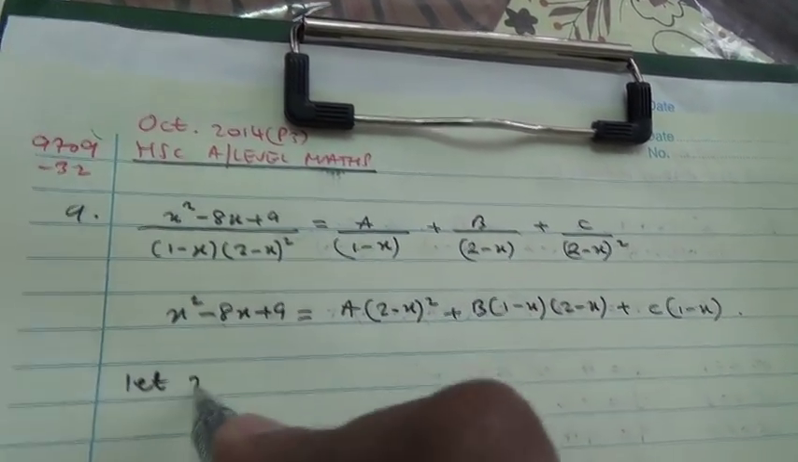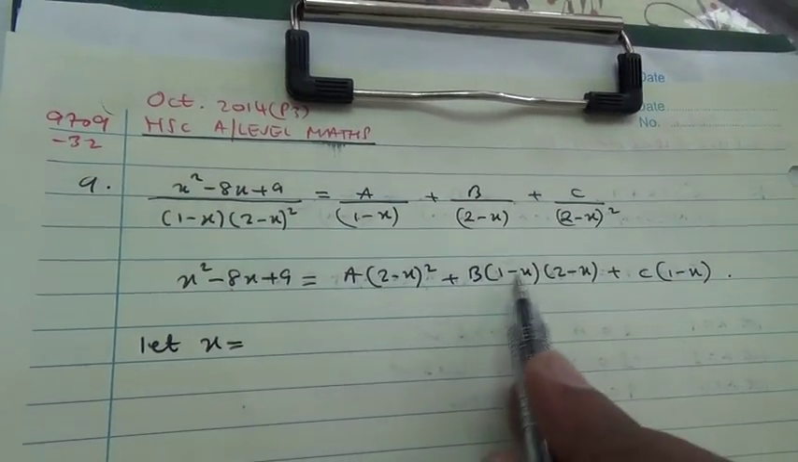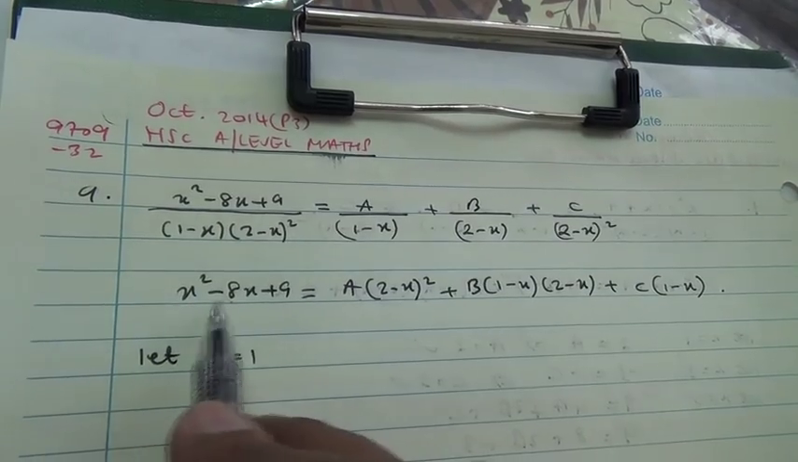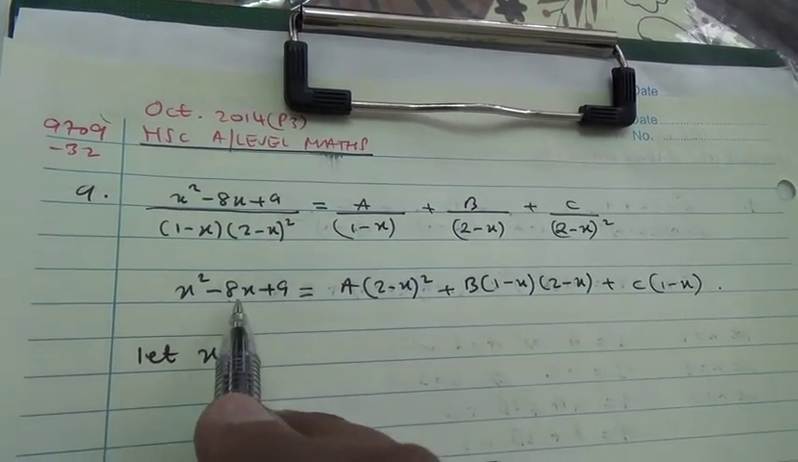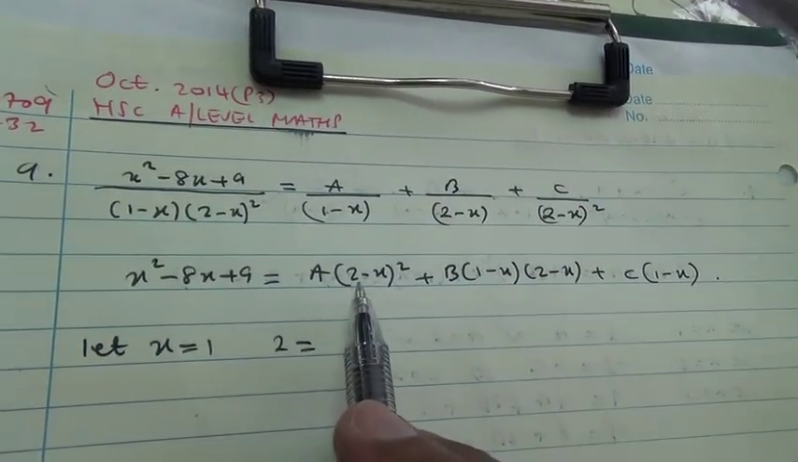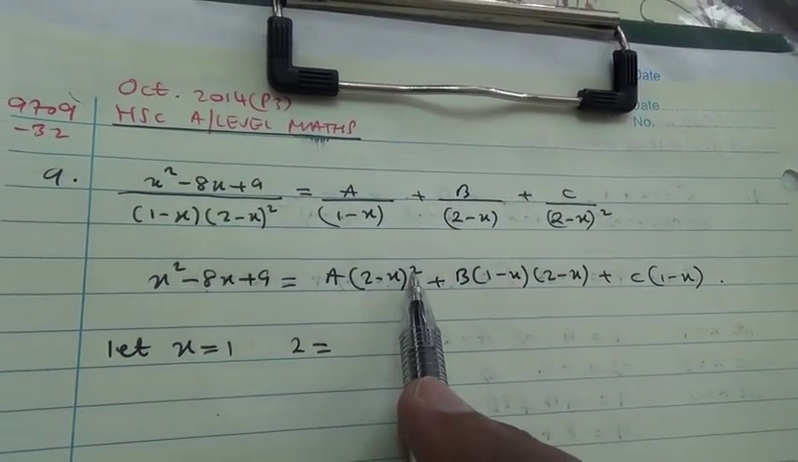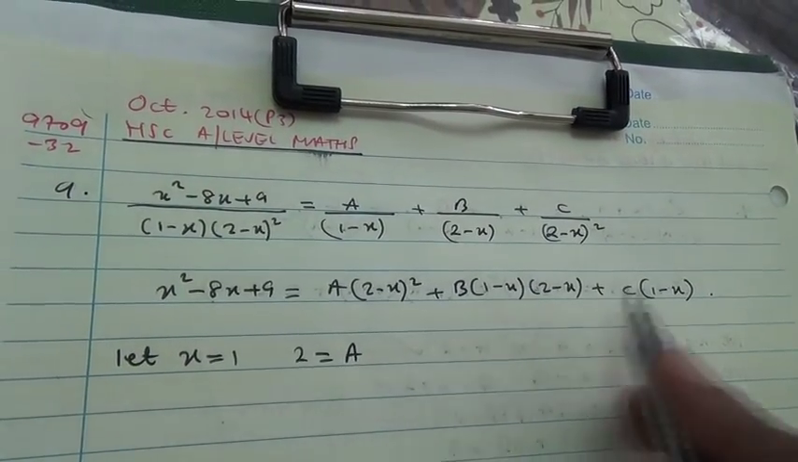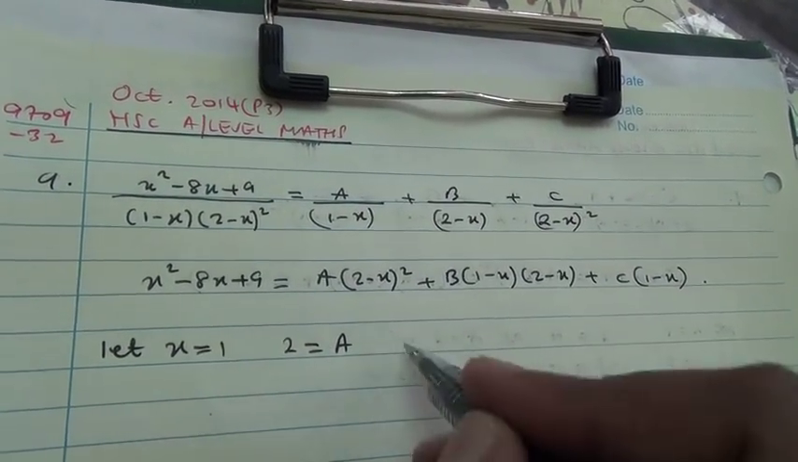So first of all, we're going to select x equal to 1. Replace 1 in here. 1 squared minus 8 times 1 is minus 7, plus 9 is 2. So 2 is equal to, now 2 minus 1 squared is 1, 1 times A is A. 1 minus 1 is 0, 1 minus 1 is 0. Therefore A is equal to 2.